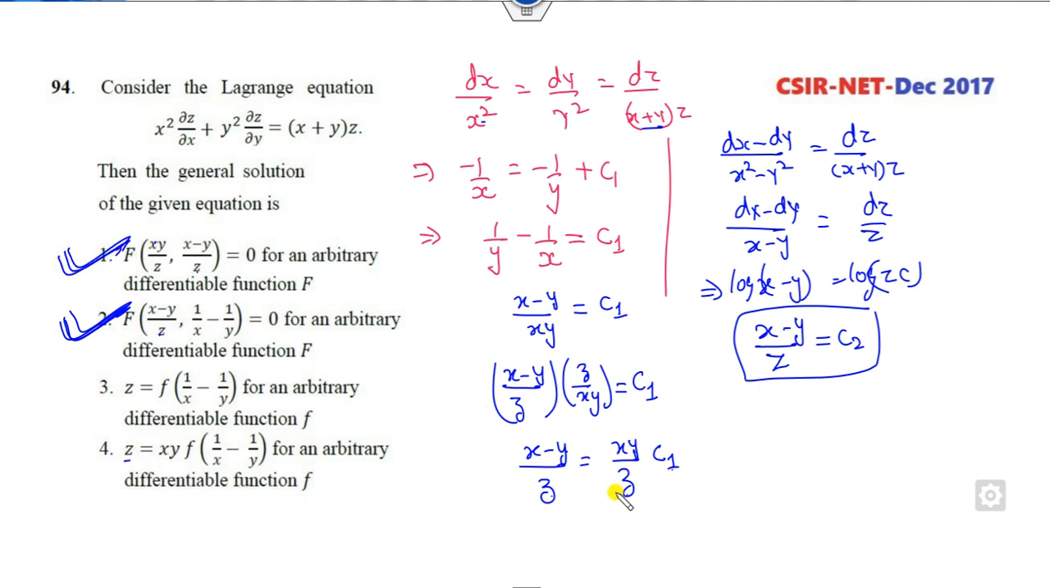From here you can see z over xy is a function of 1 by x, 1 by y. This option can also be said, but this option is cancelled out because it must be a multiple of xy. So this option is cancelled out.